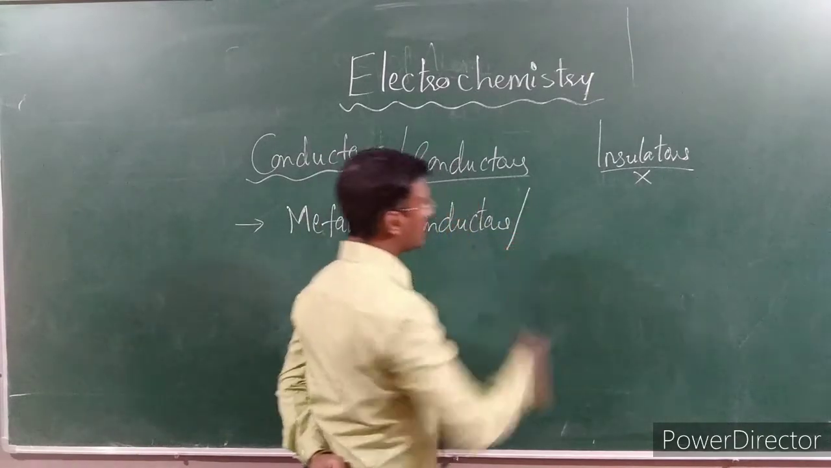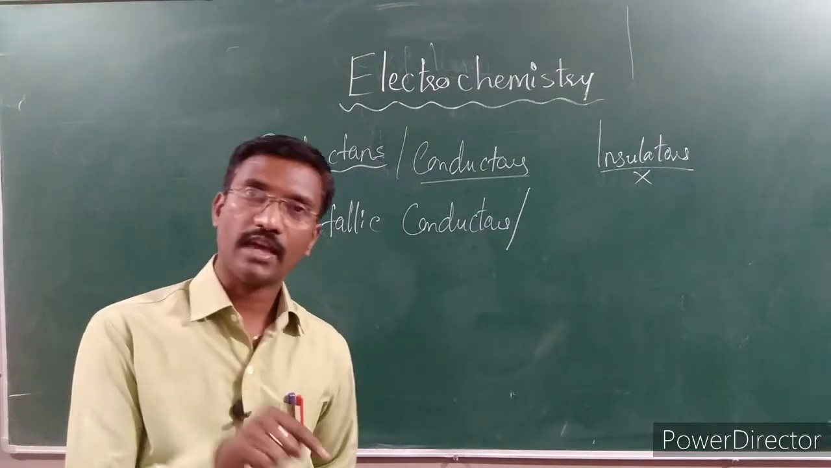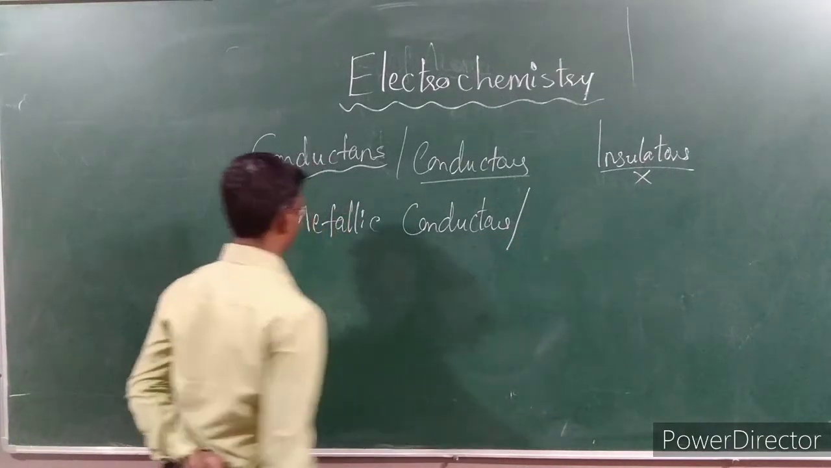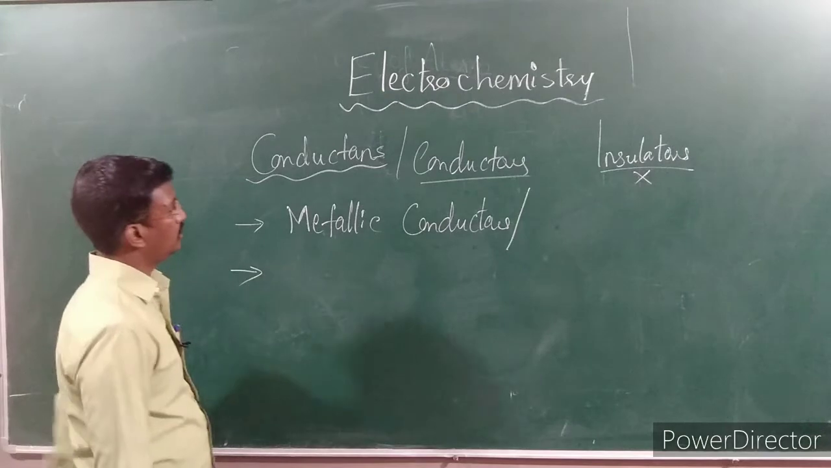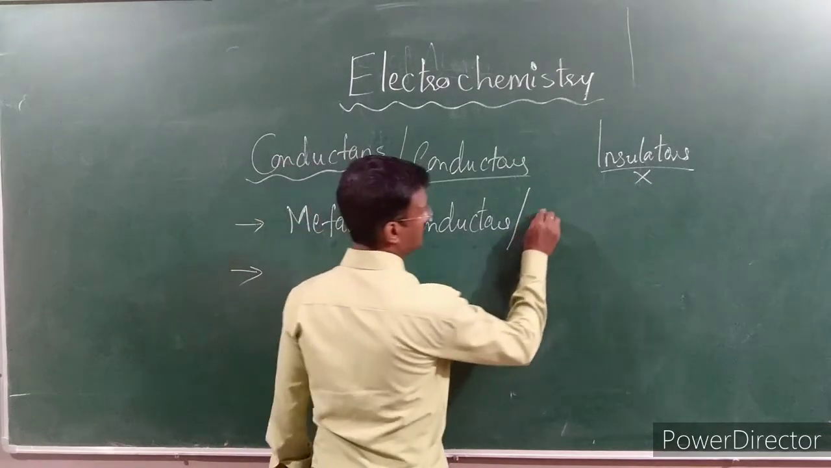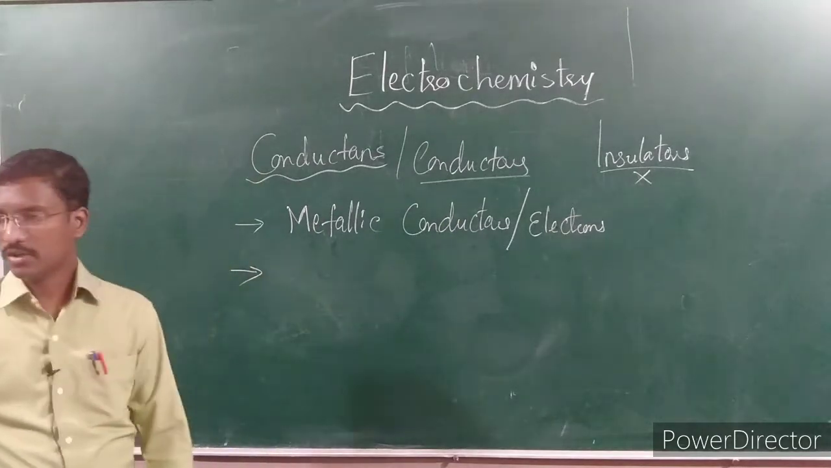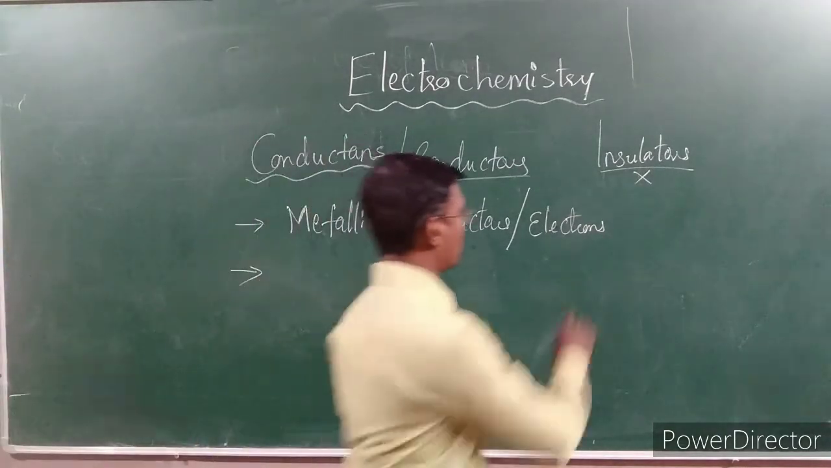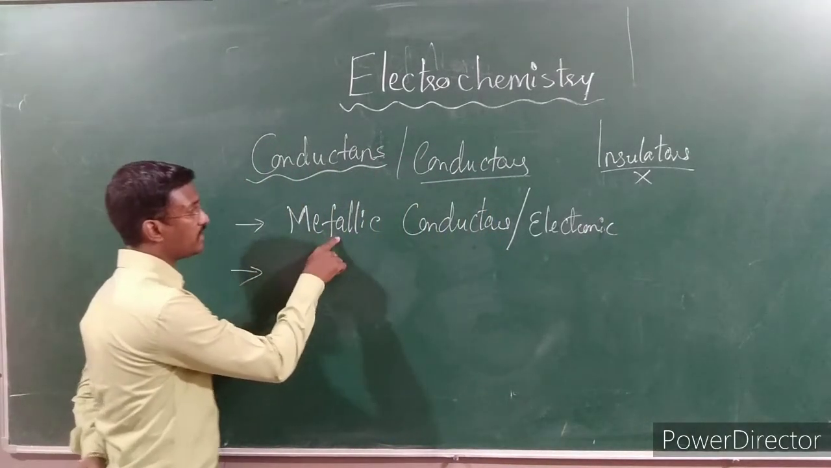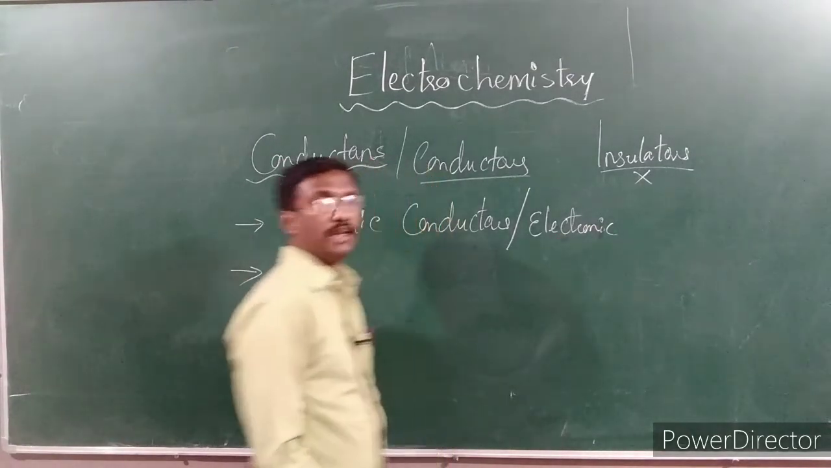Here in the metallic conductor, the conduction takes place due to the migration of either ions or electrons in metals. And in metal, the electricity conducts by migration of, yes, electrons. Therefore it is called an electron conductor. So electron conductor or electronic conductor, both are the same. In the metal, electricity is conducted by the migration of electrons. For that reason we call it an electronic conductor.